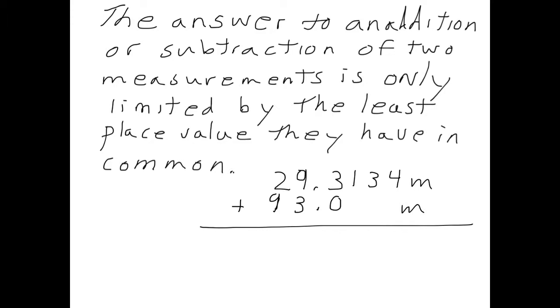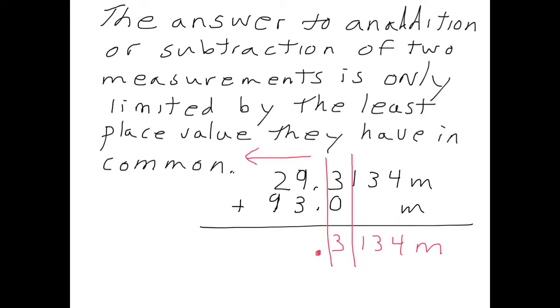According to my sig fig rule, when it comes to addition and subtraction, I have to find the least place value they have in common. In this scenario, the last place value they have in common is the tenths place. So my last sig fig on the left is going to be located there. On my right, my numbers can extend infinitely. There's nothing to prevent me from creating increasingly larger numbers going to the right.